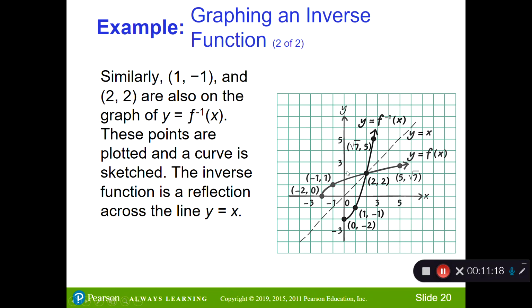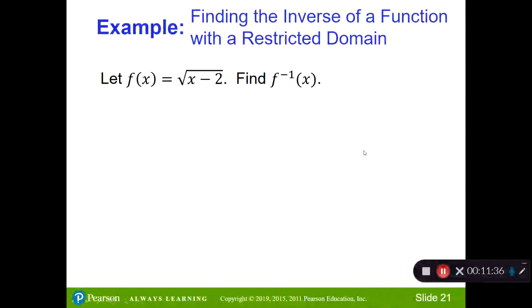Now notice the x and y's flipping also mean the domain and range flip. The original had domain negative 2 to infinity. That's the range of the inverse. And this one had the range of 0 to infinity. That's the domain of the inverse.